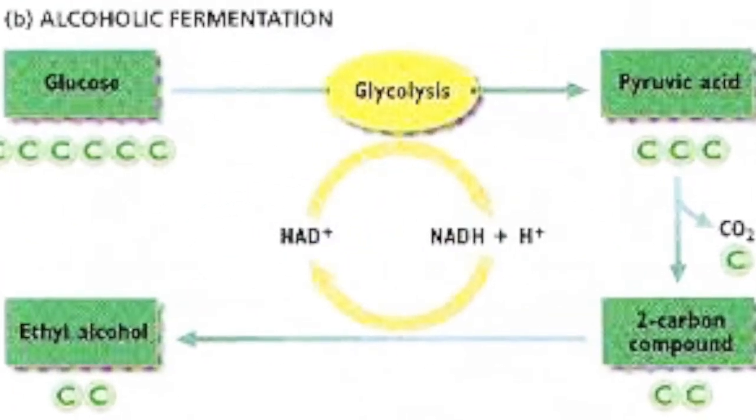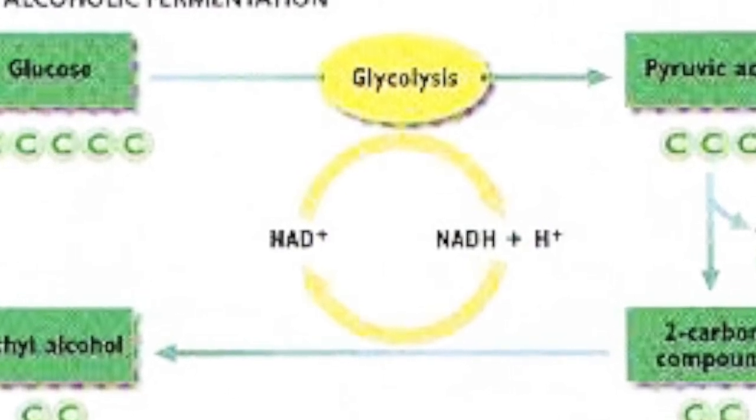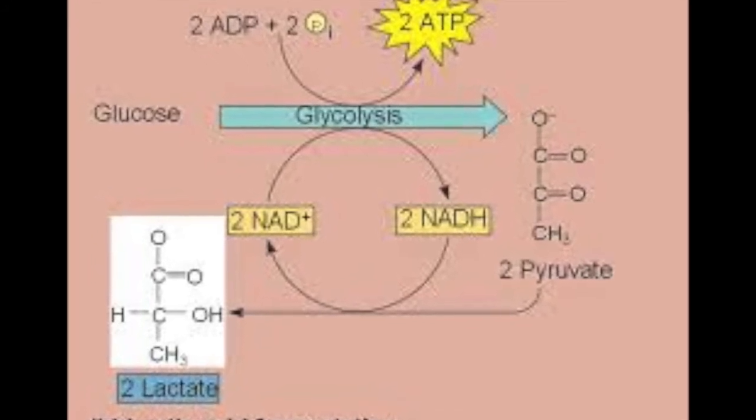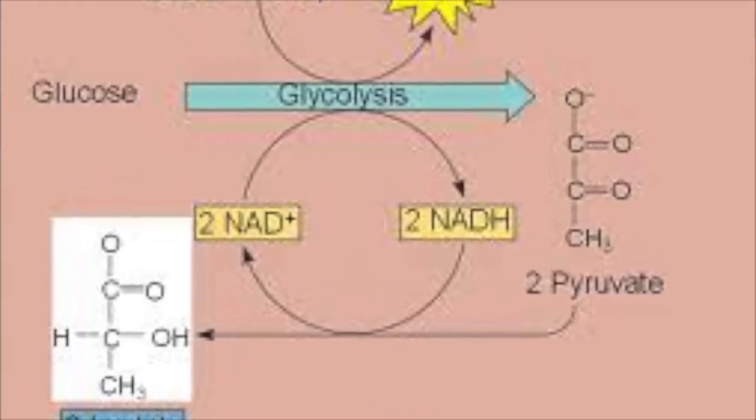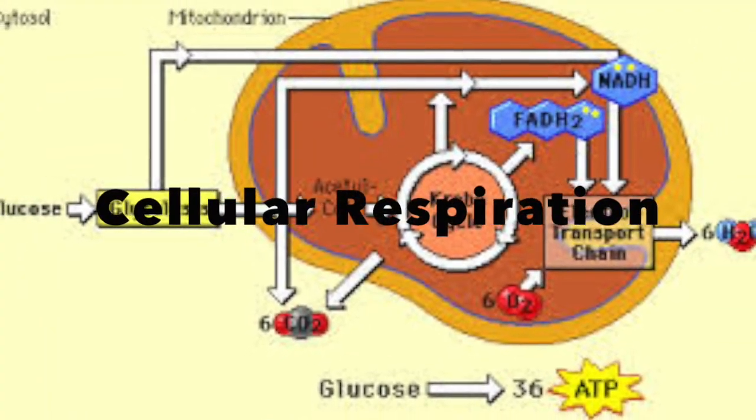There are 2 types of fermentation, one being alcoholic fermentation. During this process, pyruvic acid is turned into alcohol and CO2. On the other hand, during lactic acid fermentation, pyruvic acid is turned into lactic acid. This has been cellular respiration.